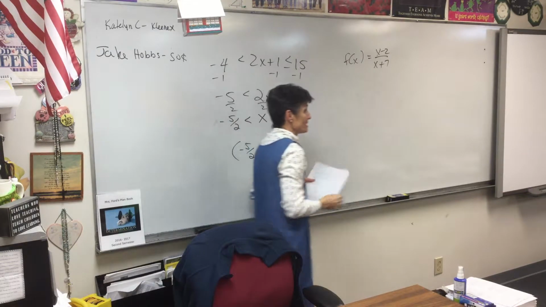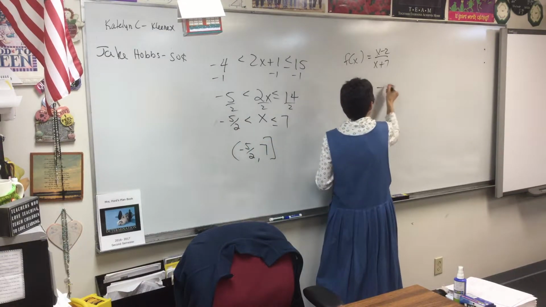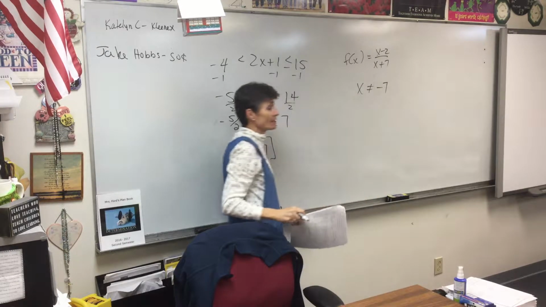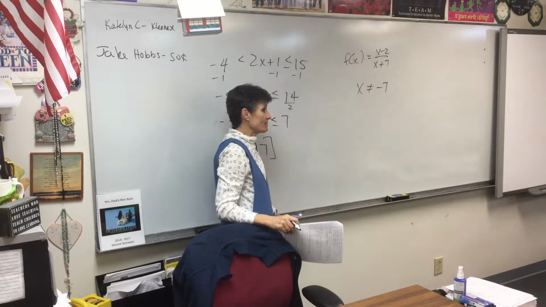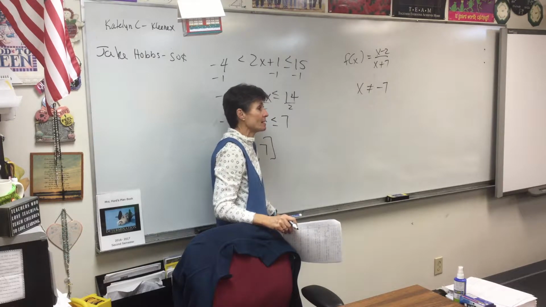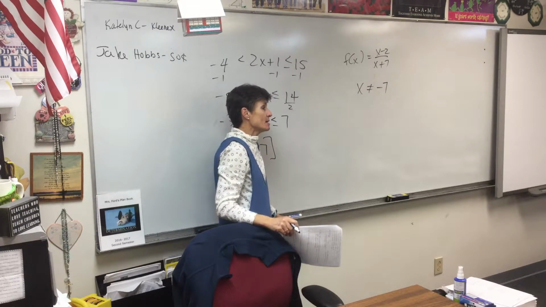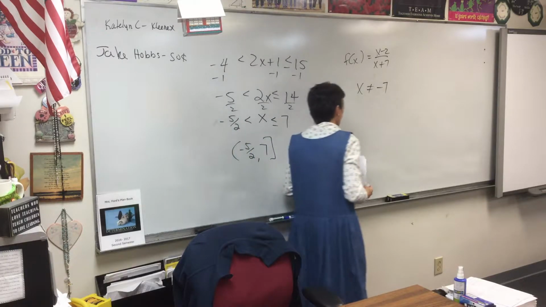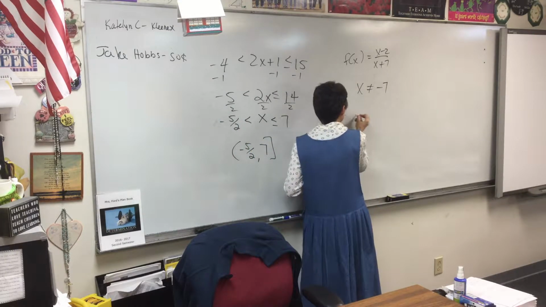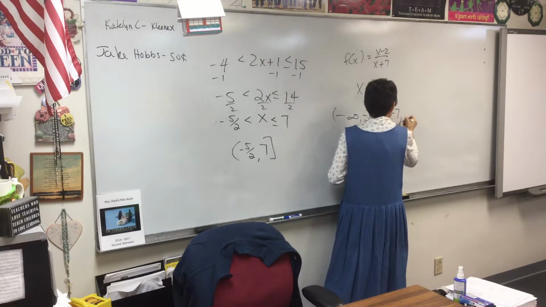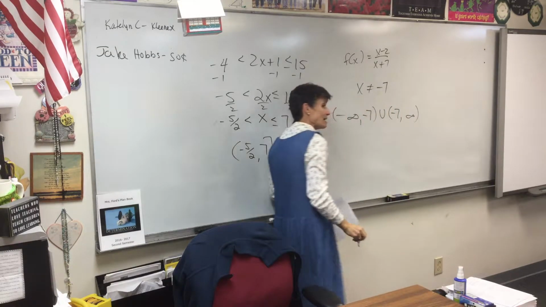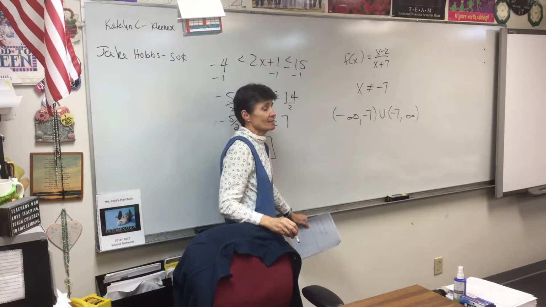X cannot be -7. Because what happens if X is -7? It's a 0. You get a 0 in the bottom, and you can't have a 0 in the bottom. So X can't be -7. Now again, that could be written like this.